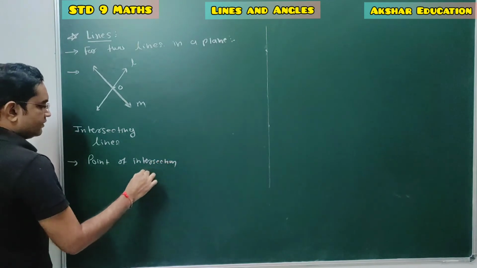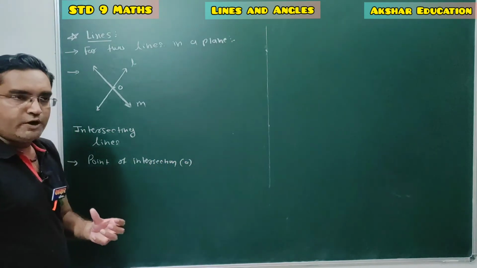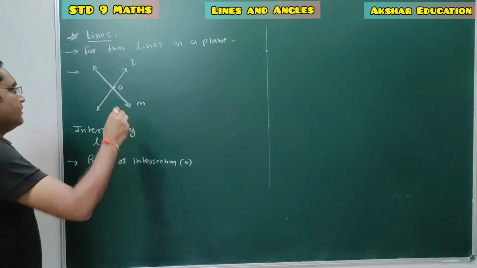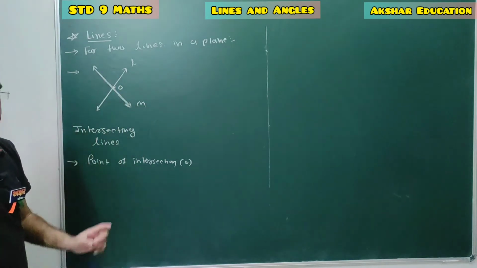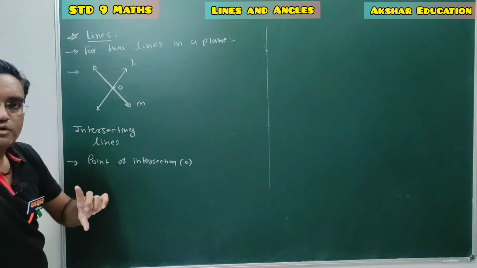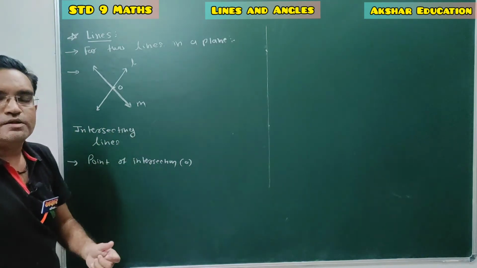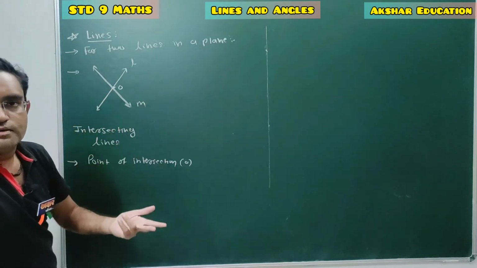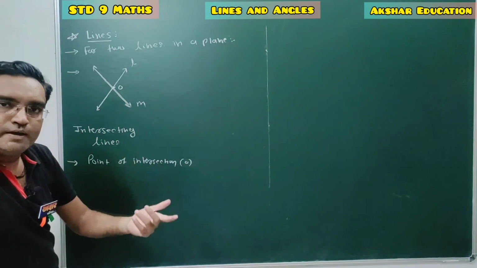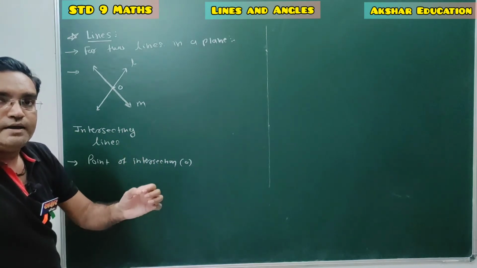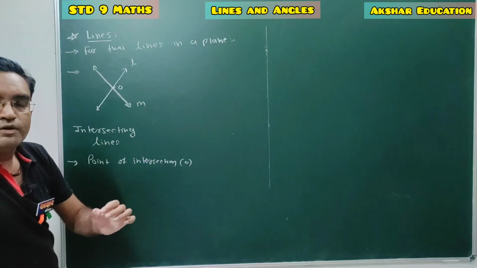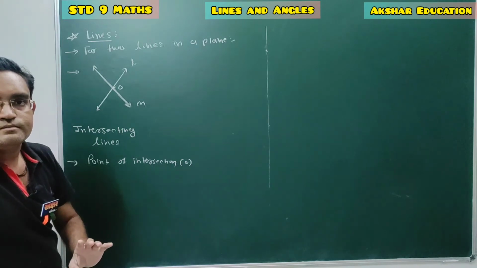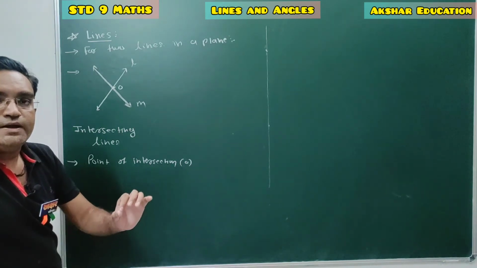So the point of intersection is nothing but the point O. So what is the meaning of point of intersection? If we discuss the point O, we can say that this point O is the only point which lies on line L as well as on line M. Right? Our point O lies on both the lines. Point O is on line L and point O is also on line M. Only point O is such a point which is on line L and also on line M. Done? So that is known as the point of intersection.